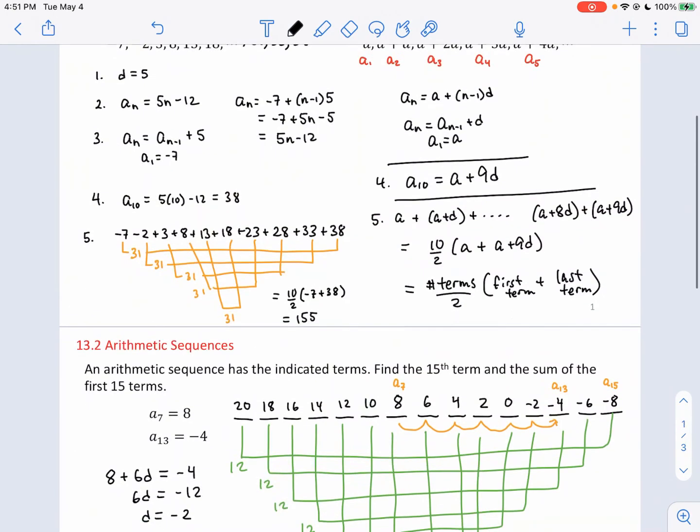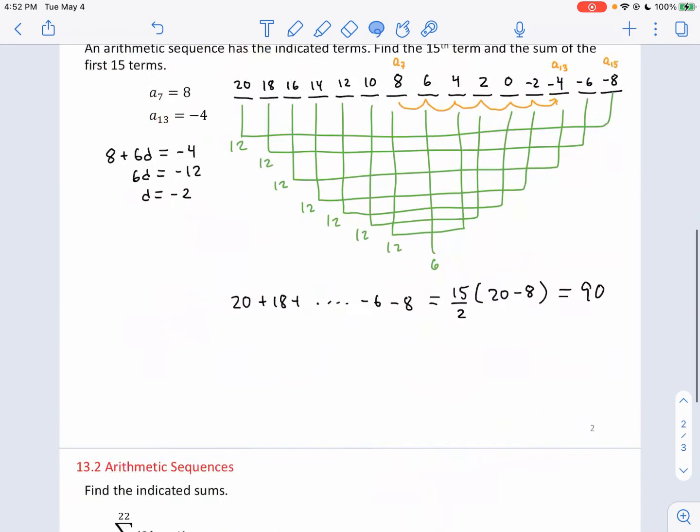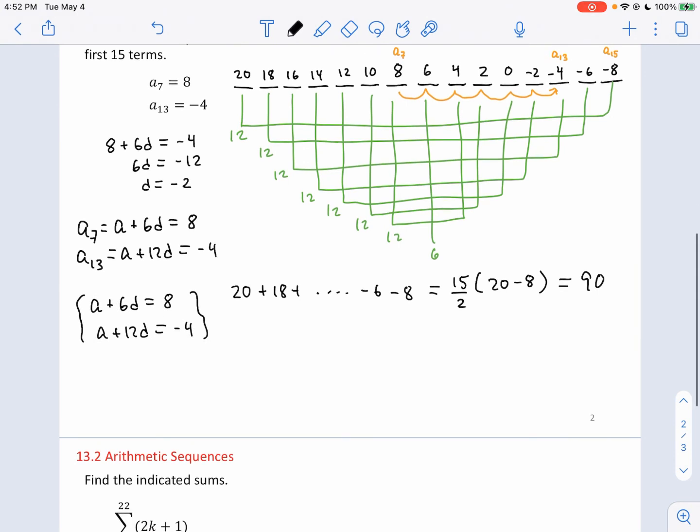We could have used the explicit formula, this formula right here, twice, and created a system whereby we solve for a and d. For example, we know that the general formula for a sub 7 is to do the first term, a, plus 6 copies of the common difference. And we know that that should give us 8. We also know that the formula for the 13th term will be the first term plus 12 copies of the common difference, and that should give me negative 4. What we can do is solve this system right here. This is a system that we can solve for a and d. That's another way to do this.